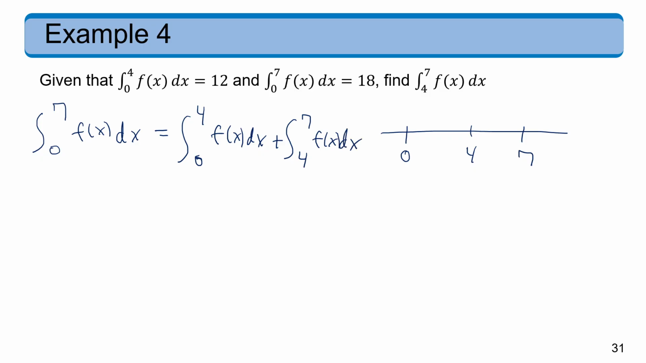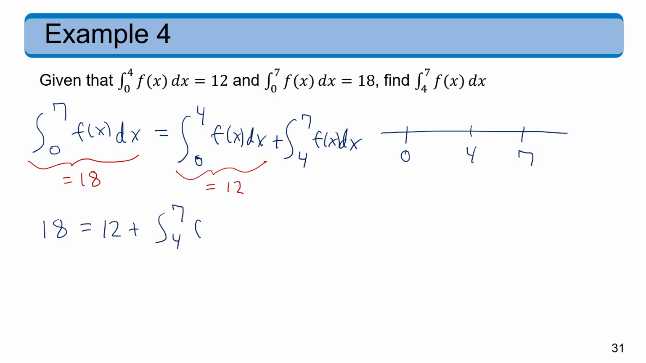Now notice they gave us the values of two of those. They told us the integral from 0 to 4 is equal to 12. And they also told us the integral from 0 to 7 is 18. So if we make those substitutions, we now have 18 equals 12 plus this other integral that they didn't give us, but notice that's the integral they asked us to find. And so now just subtract 12 from both sides. We get 6 equals this integral. And now we know the integral they asked us to find has a value of 6.